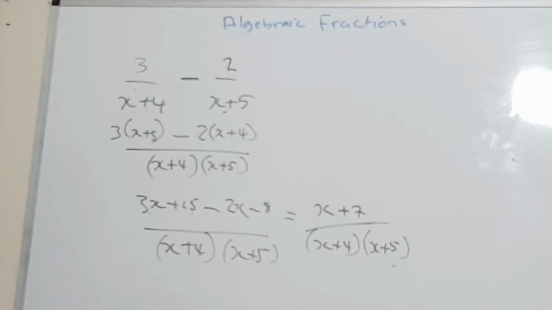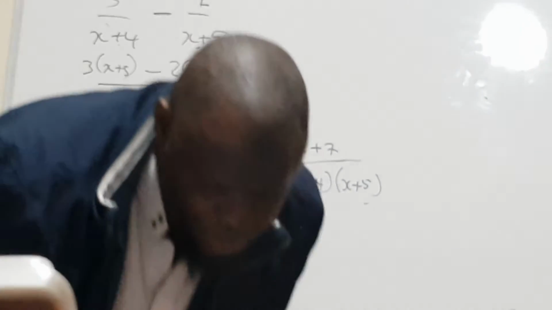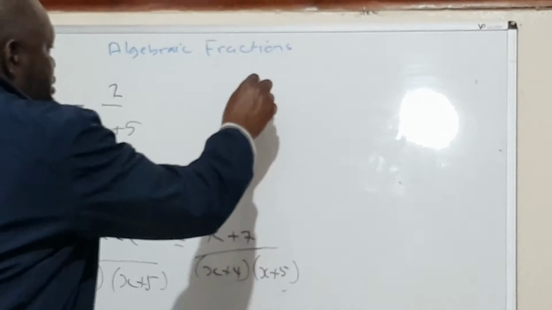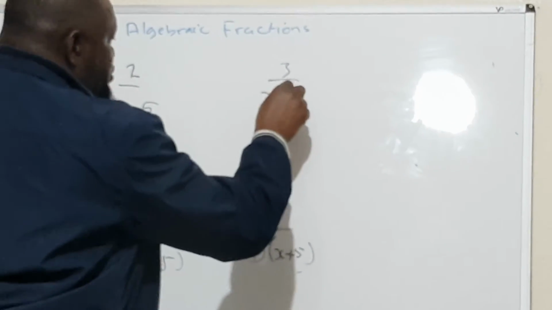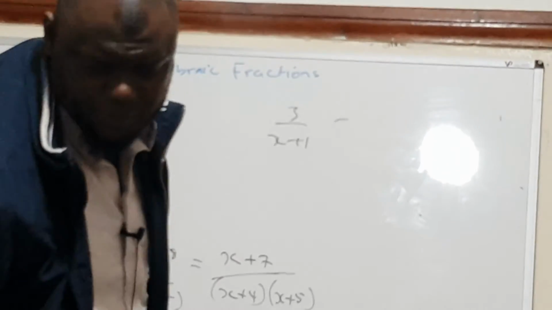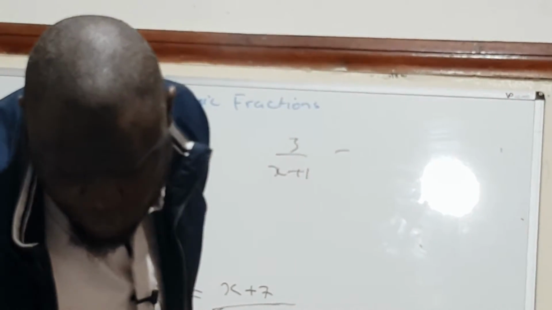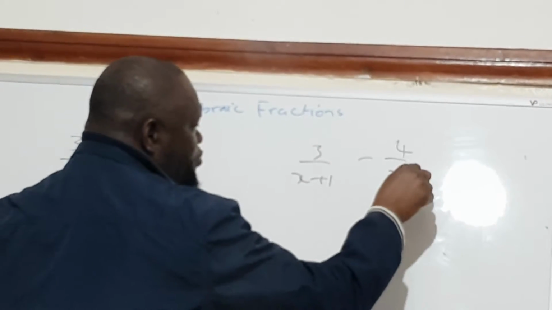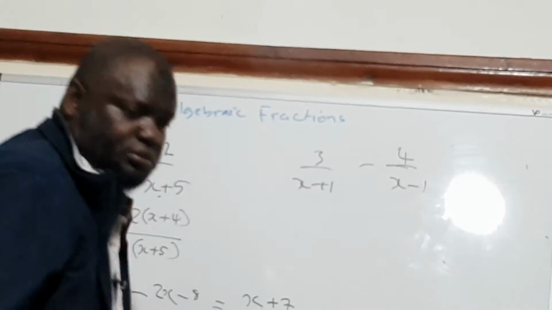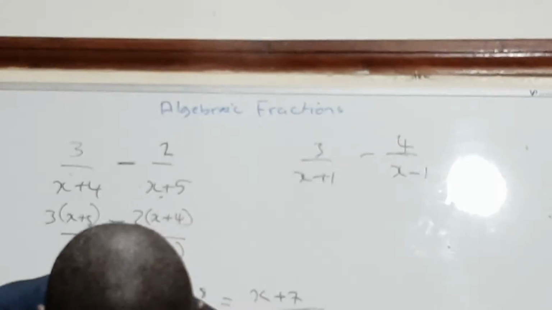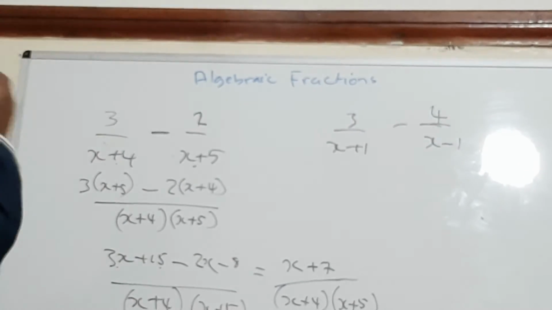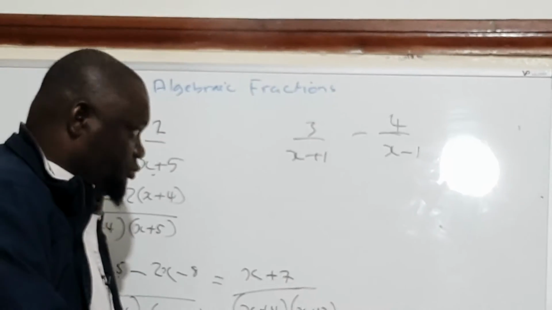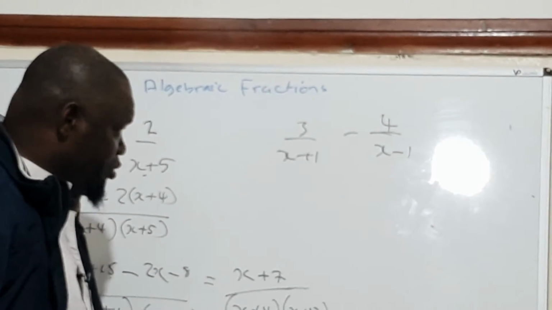Ali? We have to do more examples. When we do more and more examples, then you will understand. Okay? 3 over x plus 1 minus 4 over x minus 1. Yes. What do you think? They both go to?